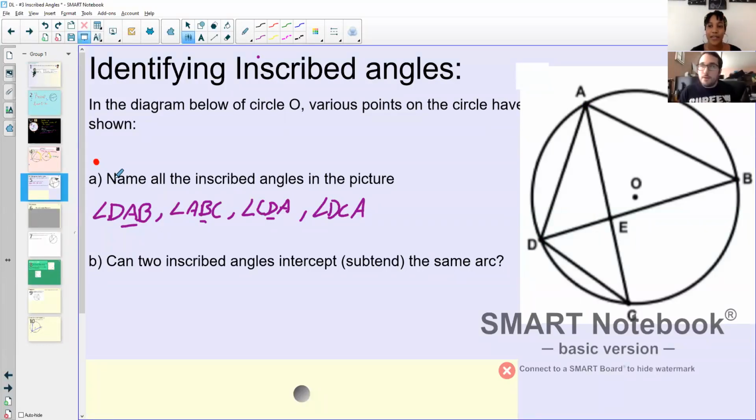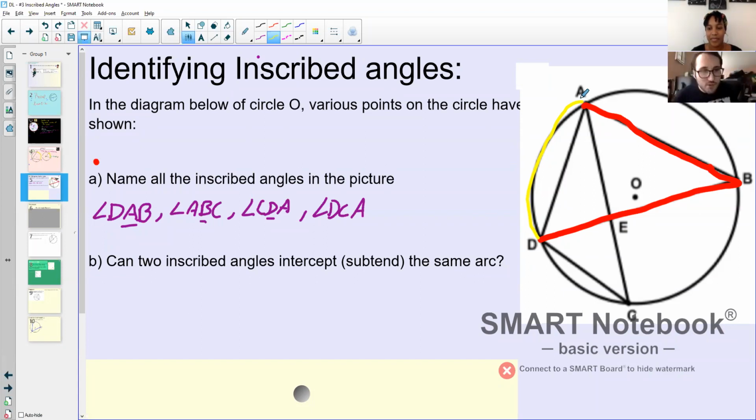What if we highlight a couple of them? Sure. So let's highlight DBA. Sorry, my hands are so shaky. Do you see, for this inscribed angle, it intercepts or subtends this arc? If I just outline that, you see how it intercepts that arc? Is there another inscribed angle that also intercepts that arc?